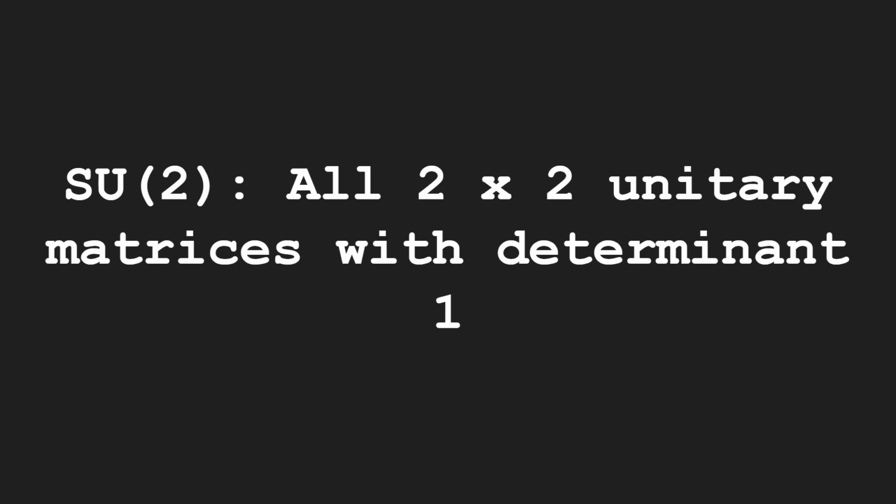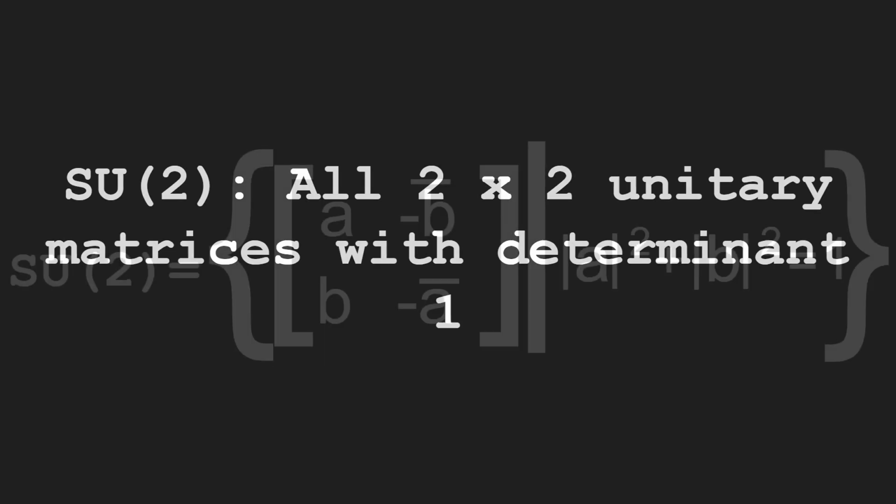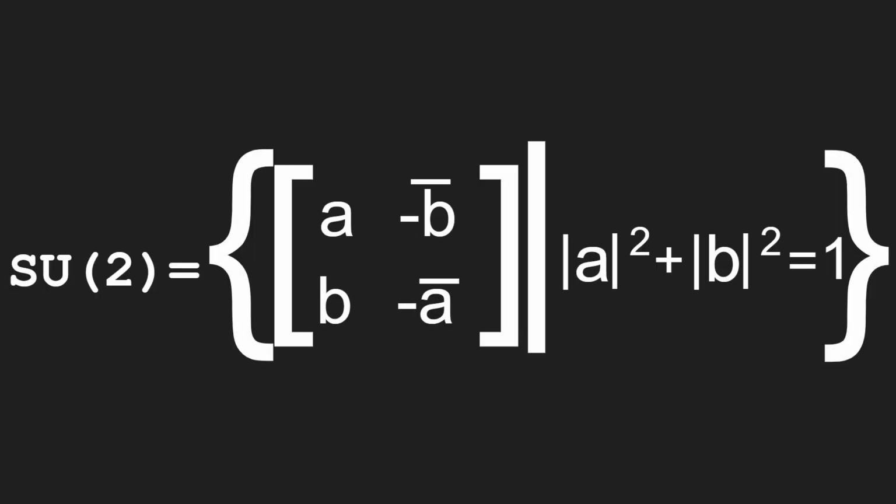Now we consider a group called SU2, the group of 2 by 2 unitary matrices with determinant 1. A unitary matrix is a complex matrix which has its inverse be the same as its conjugate transpose. What this means is that a unitary matrix's inverse can be found by flipping the matrix over its diagonal, the transpose, and then taking the complex conjugate of each entry. This is how we would write SU2 in matrix form. Take a moment to pause and ponder why the absolute value of a squared plus the absolute value of b squared has to equal 1, and what that has to do with the determinant being 1.